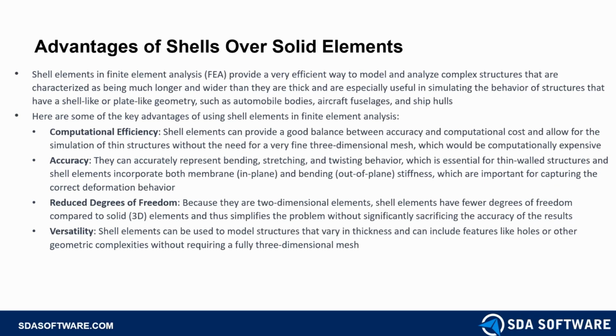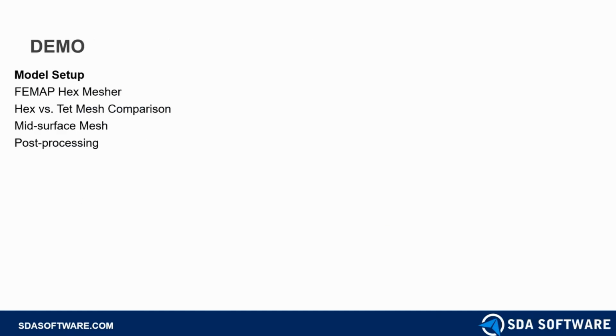And versatility, shell elements can be used to model structures that vary in thickness. So you can have a structure like a tapered beam or anything like that where every element is a little bit thicker or thinner. They account for that. And they also can handle offsets and also holes and other geometric complexities requiring a fully three-dimensional mesh shells can handle. Next. And now off to you, Andrew.